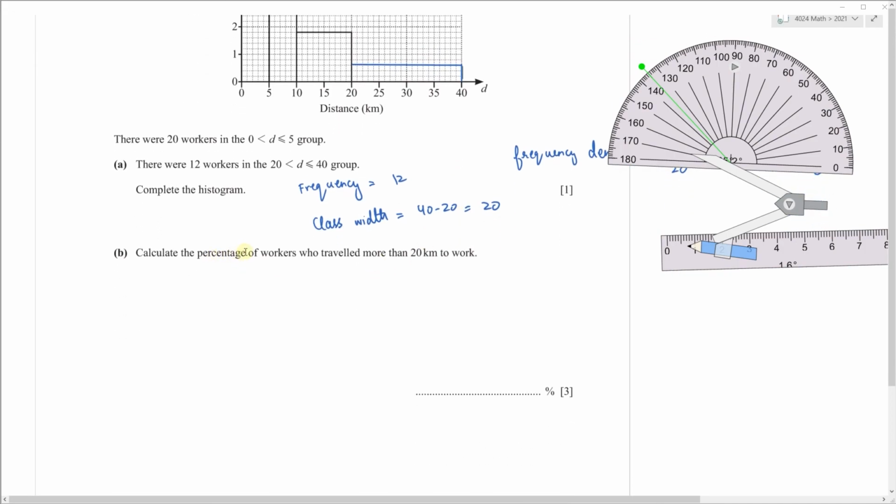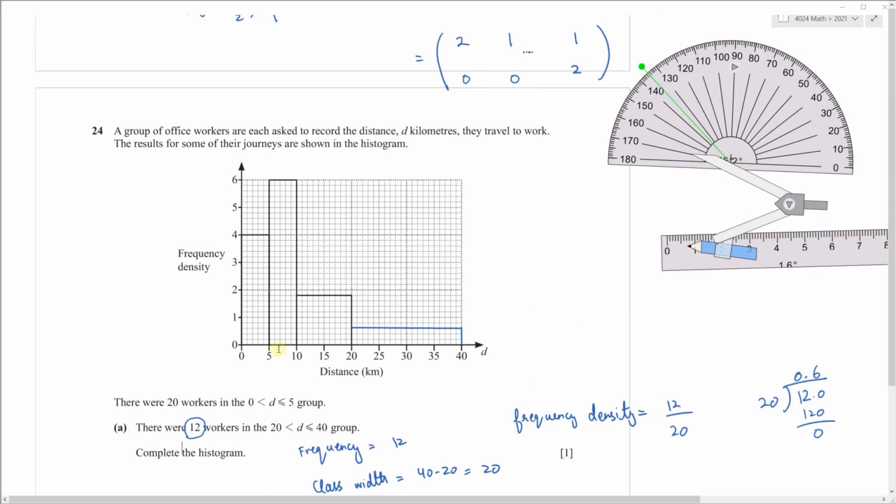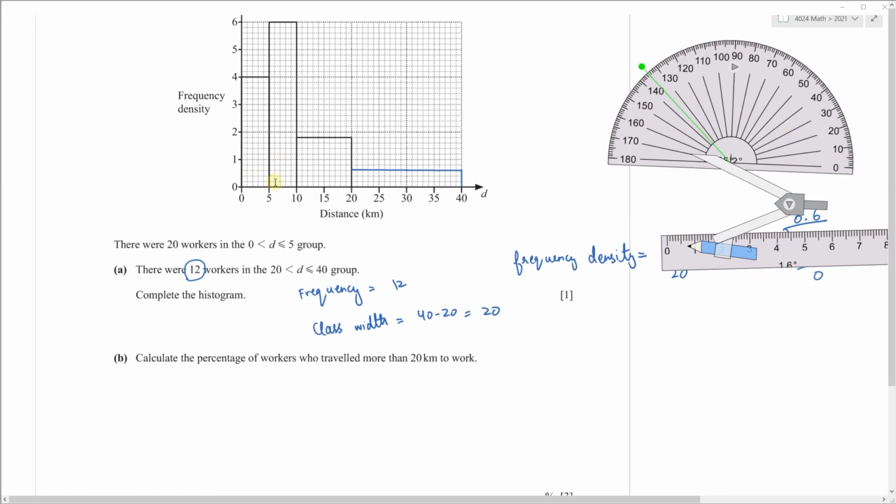Part B is calculate the percentage of workers who traveled more than 20 kilometers to work. So more than 20 kilometers means people in this category, in this class width from 20 to 40. We already know these are 12 workers. Since we have to calculate the percentage of workers, we need to know how many total workers were included in this survey in which they were asked how much distance they travel to work. We already know there are 20 workers in this category. So the frequency from 0 to 5 is 20.